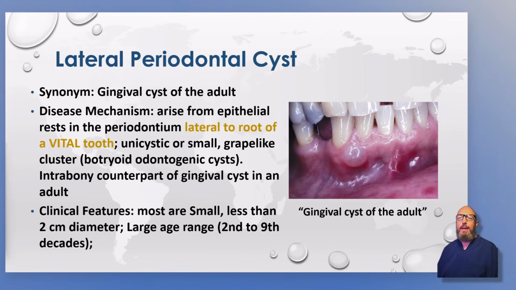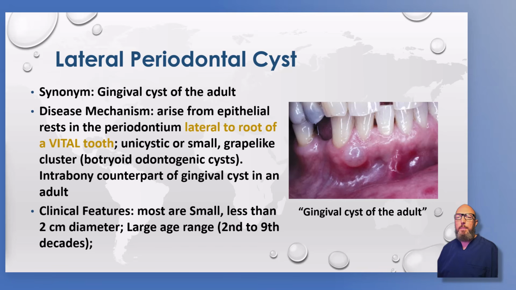Now we have our lateral periodontal cyst, sometimes called the gingival cyst of the adult, although I would reserve that for when it's more of a peripheral lesion and so you start to see it through the gums. These are the same process though. It's a lateral periodontal cyst. Sometimes it's more central and so you don't see it clinically.